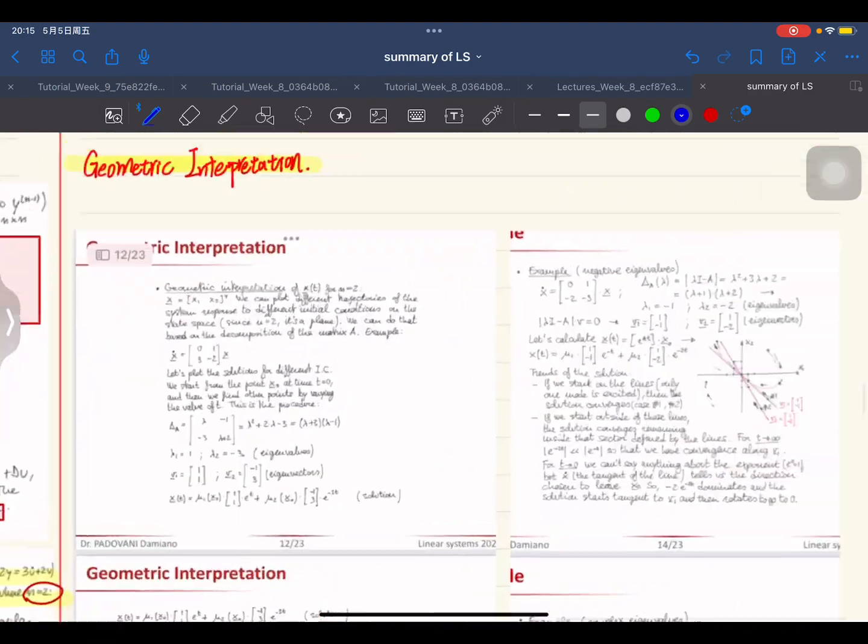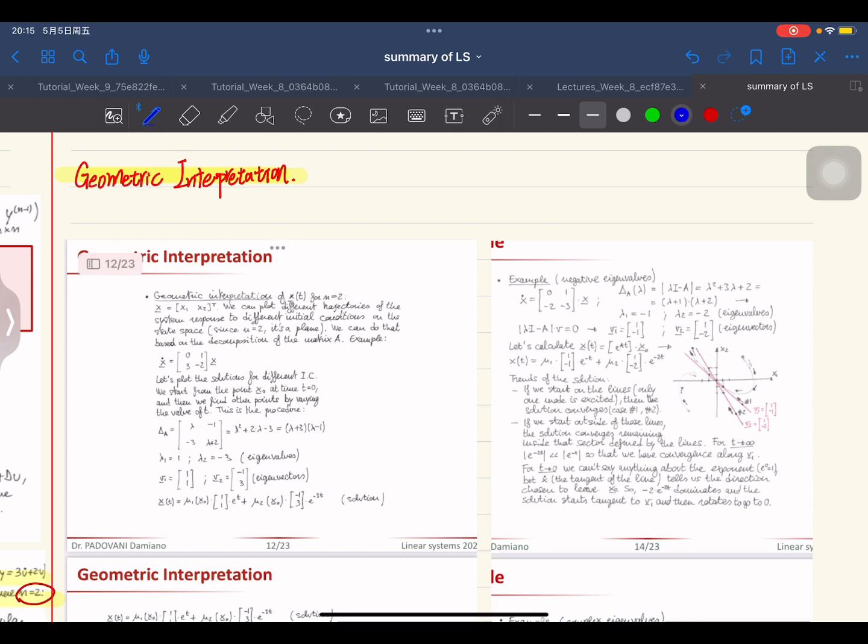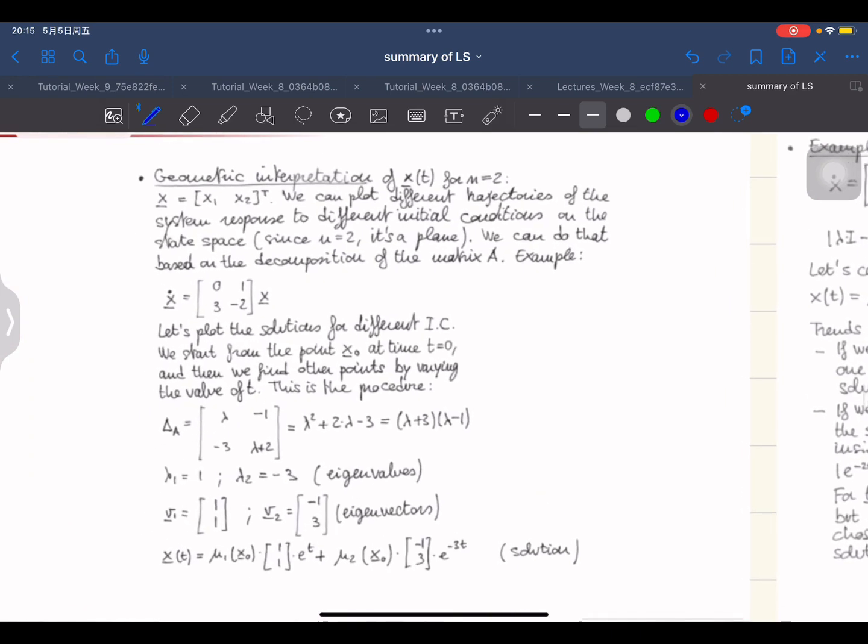Let's see the geometric interpretation. For S(t), n is 2, and for the derivative of it, it will be 2. So S will be the transpose of it, and we can plot different trajectories of the system's response to different initial conditions in the state space. Since n equals 2, we can do that based on the decomposition of the matrix A. Let's see the example.